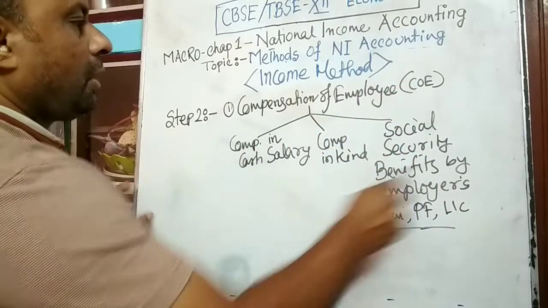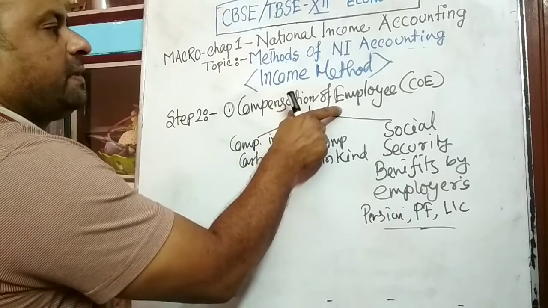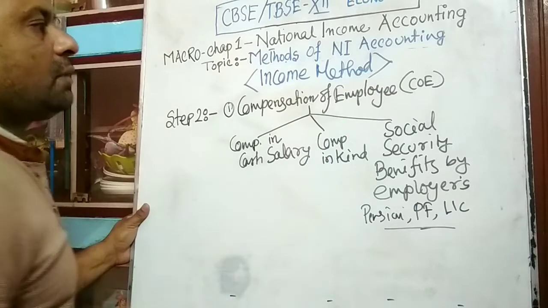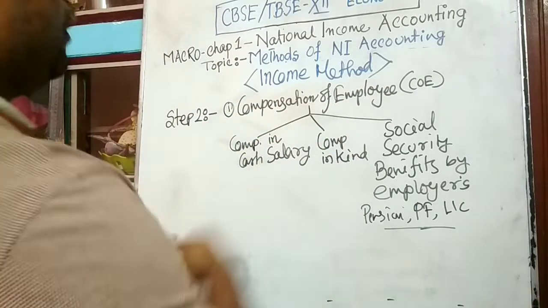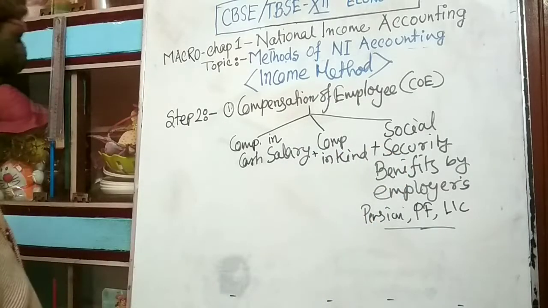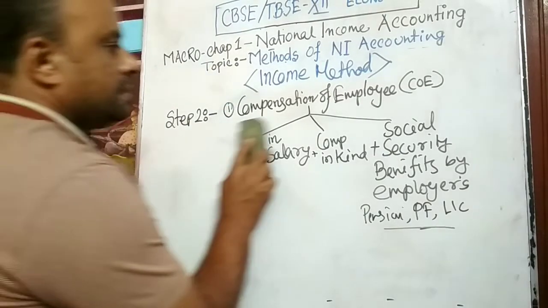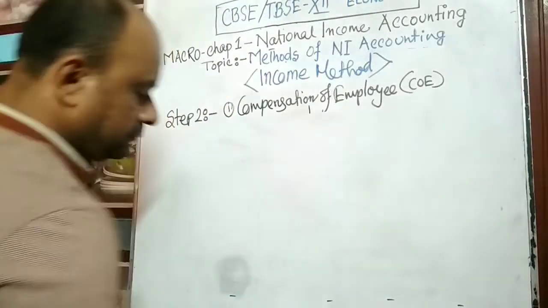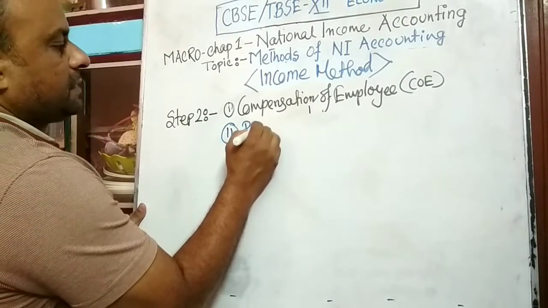So all these economic benefits are collectively compensation of employees. Generally in the question it is directly given. Sometimes separately given. That time we have to add all of these things. This one plus this one plus this one. We will get compensation of employees. This is the first term. Second one, operating surplus.